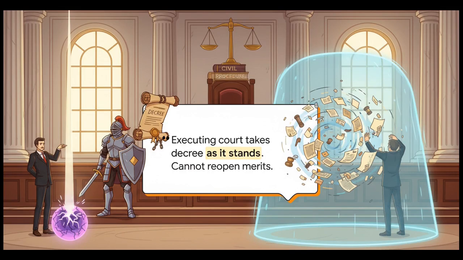The Privy Council gave a definitive no. The executing court must take the decree exactly as it stands. Its sole exclusive function is enforcement, not relitigation. Now, the only exception is if the decree is a fundamental nullity, meaning the original court completely lacked jurisdiction. Otherwise, the executing court will shut down any attempt to reopen the facts in a heartbeat.